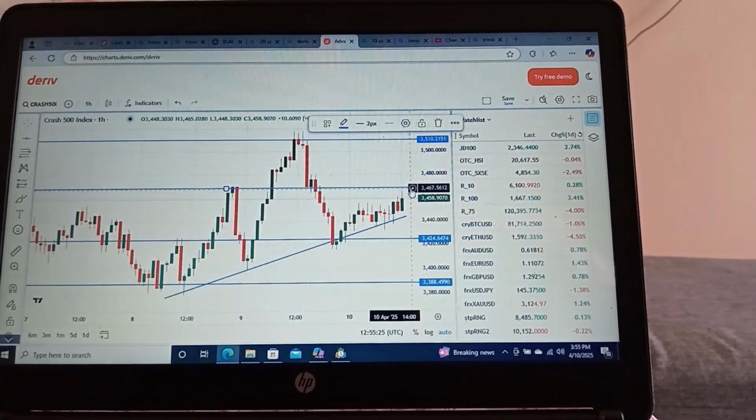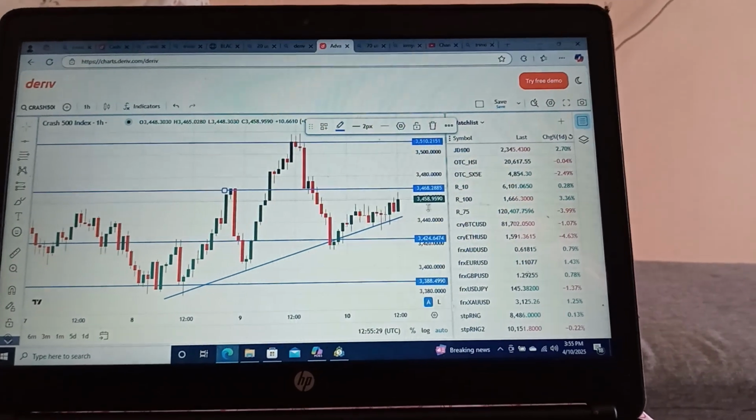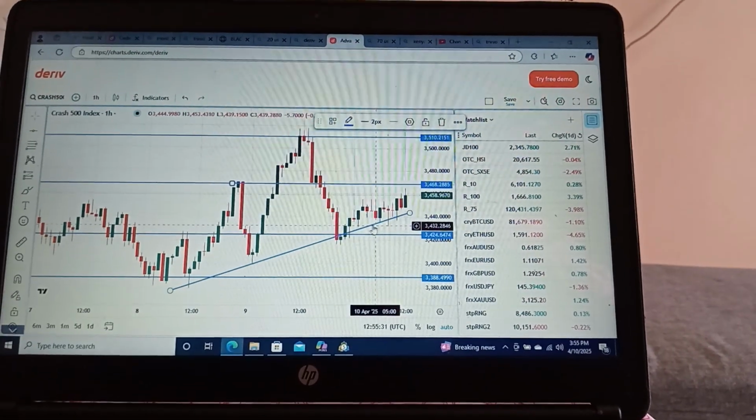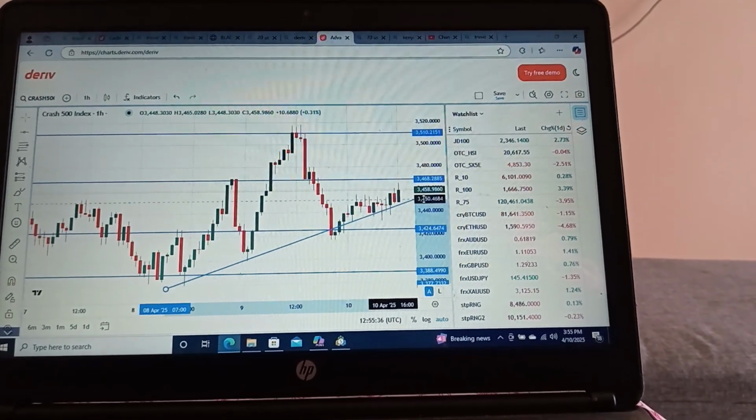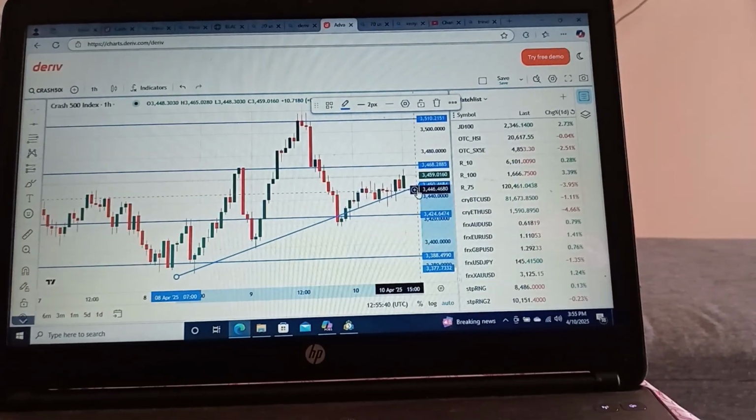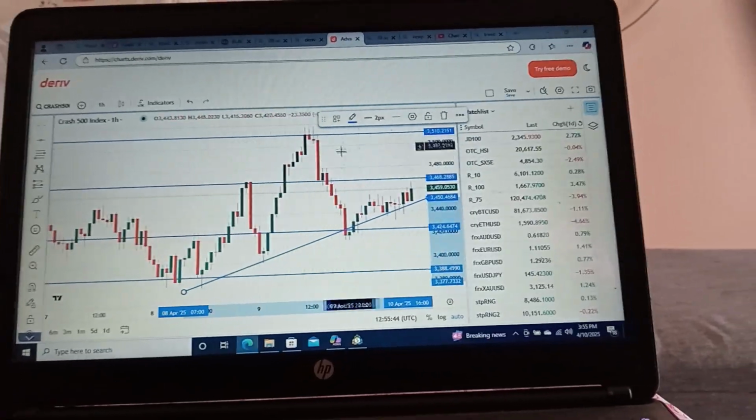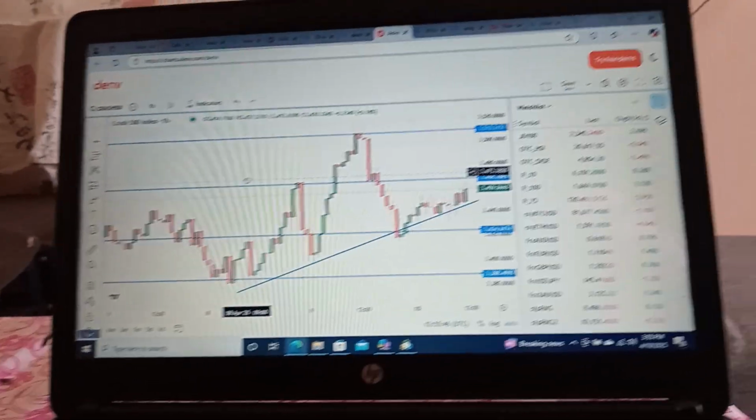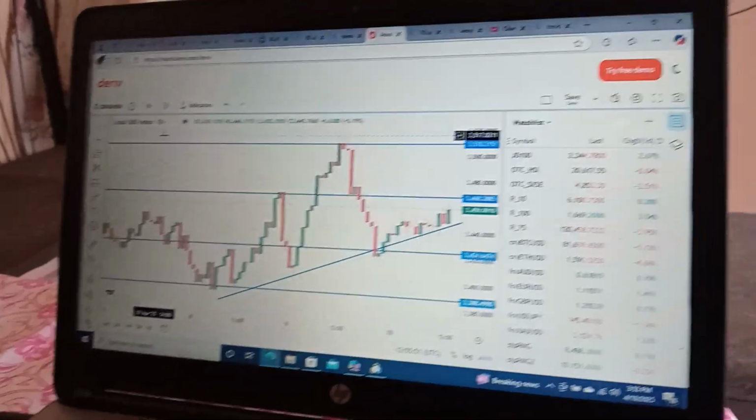Once the market gets to this point, we're expecting the market to come and retest our trend line. This is our trend line. I can make it a little longer. Once it retests this, we are expecting a higher push up to the 3510 level. That is our analysis for the Crash 500 on a 1 hour time frame.